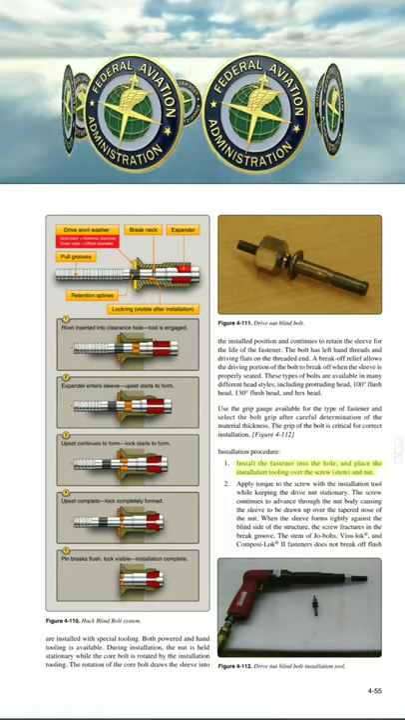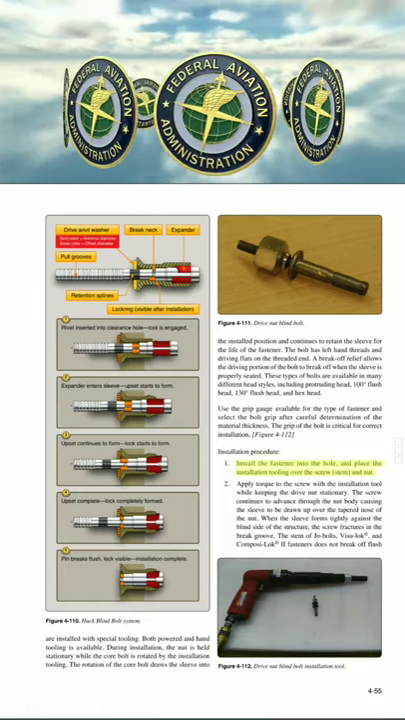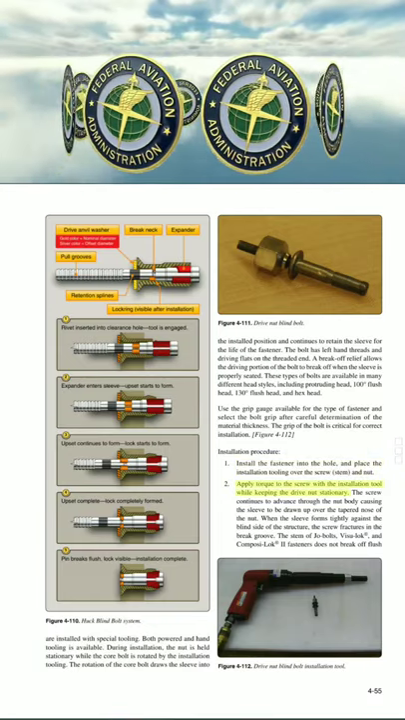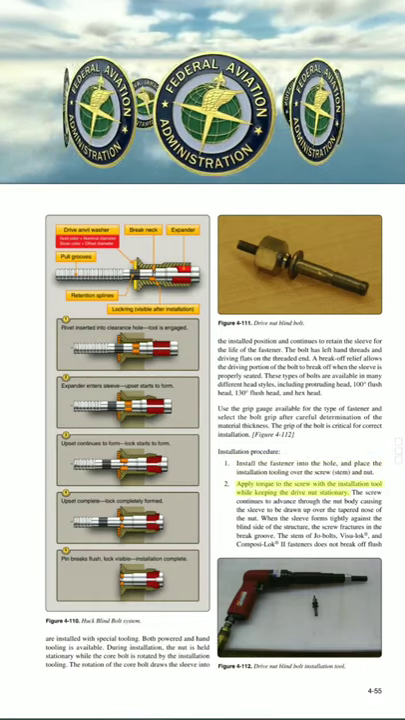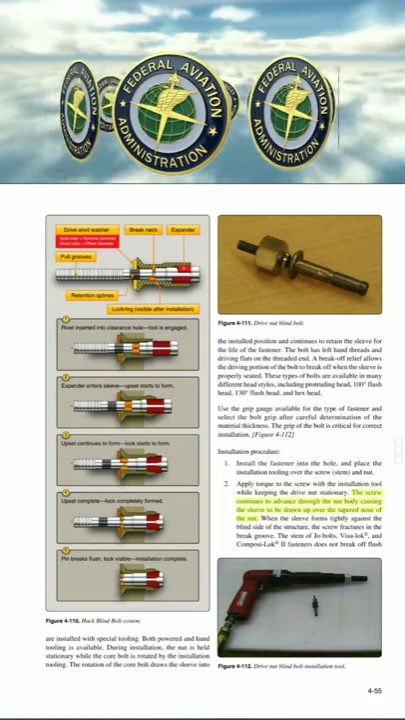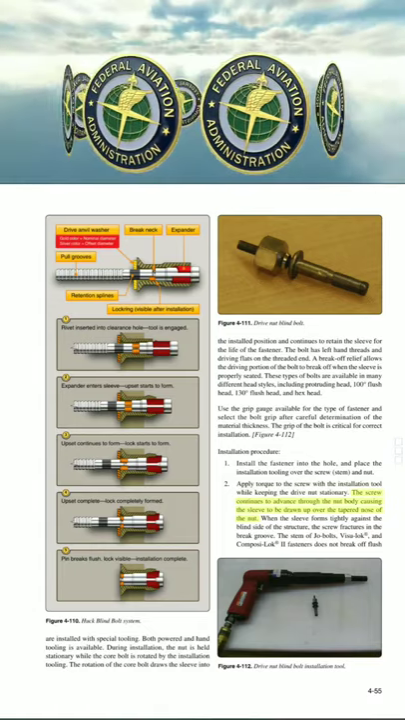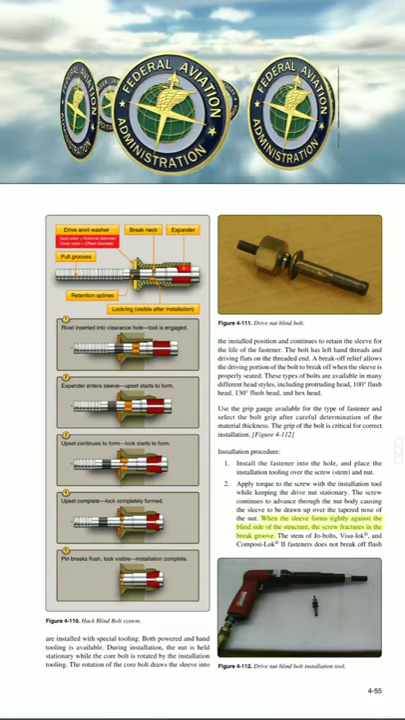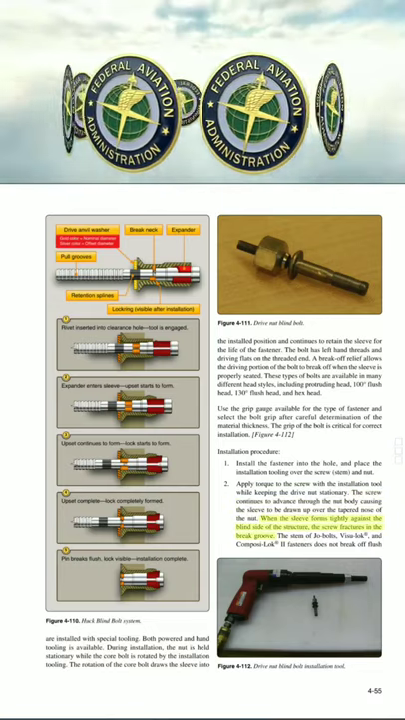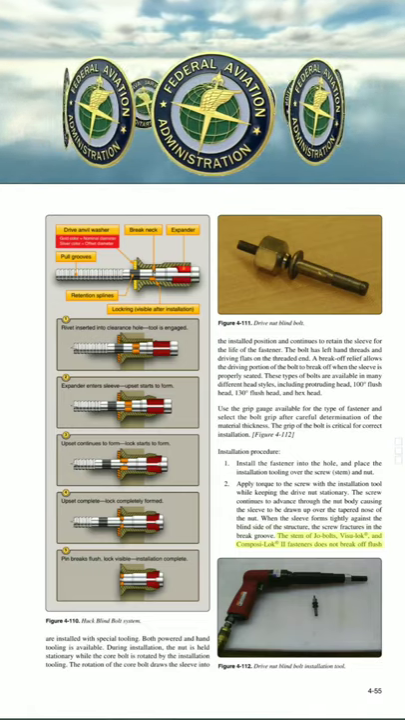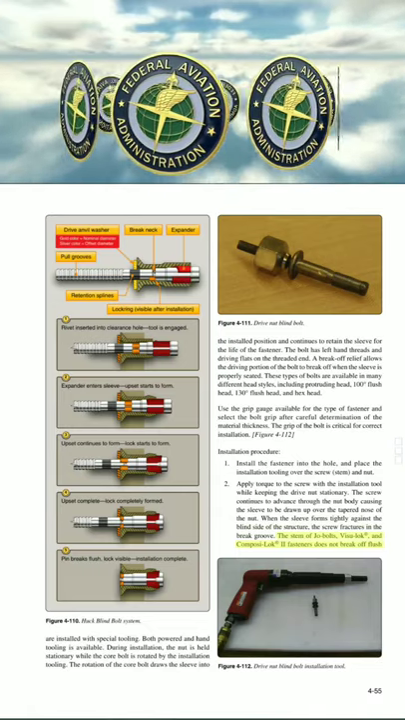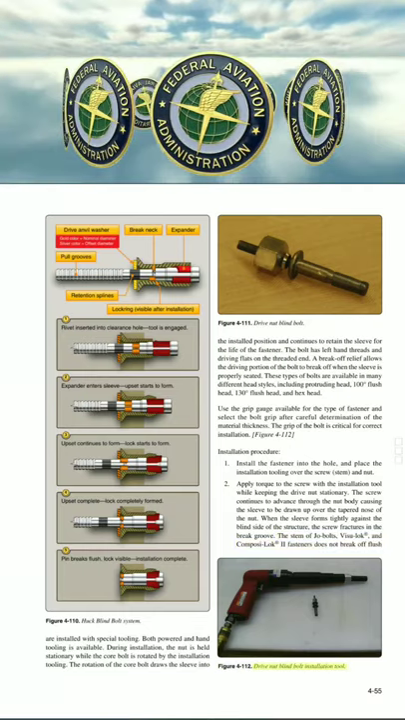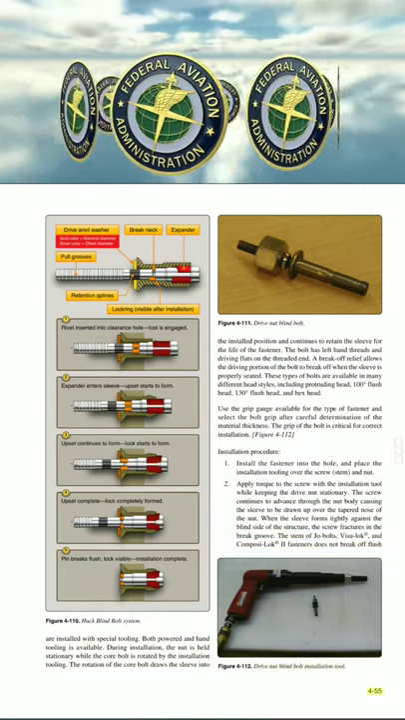1. Install the fastener into the hole, and place the installation tooling over the screw, stem, and nut. 2. Apply torque to the screw with the installation tool while keeping the drive nut stationary. The screw continues to advance through the nut body, causing the sleeve to be drawn up over the tapered nose of the nut. When the sleeve forms tightly against the blind side of the structure, the screw fractures in the break groove. The stem of Jo-Bolts, Visu-Lock registered, and Composi-Lock registered II fasteners does not break off flush. Figure 4-112. Drive nut blind bolt installation tool.